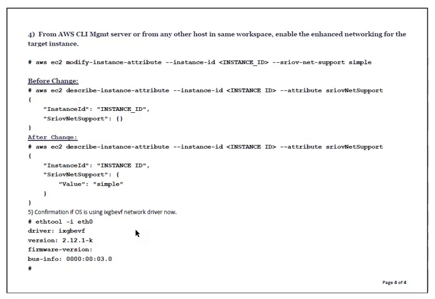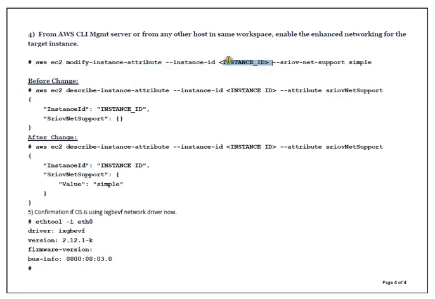Okay, so your instance is down now. From any other instance in the same workspace, or any server which you have configured as an AWS CLI management server. Friends, I have already configured one server as the CLI management server. If you want to refer to how to configure a server, you can go to my other video where I have discussed this. So simply run this particular command, aws ec2 modify-instance-attribute, instance ID.